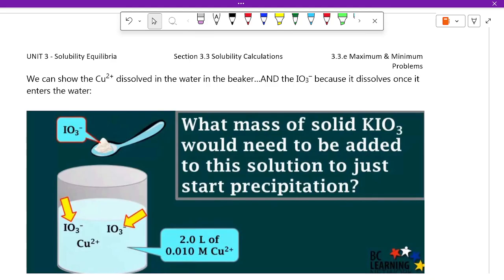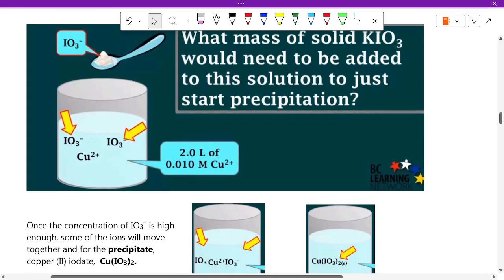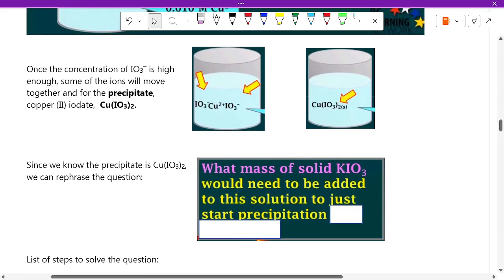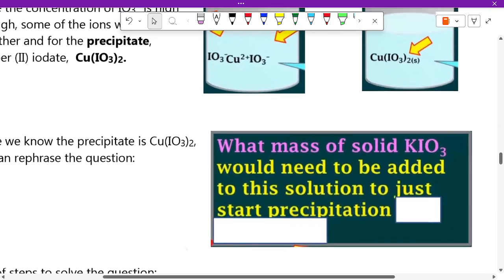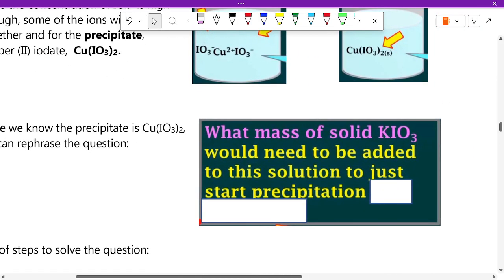Now we've got some iodate and we've got some copper, and we need 2 iodates for every 1 copper. So once the concentration of iodate is high enough, the ions will move together and the precipitate copper-2 iodate will form. Since we know the precipitate is copper-2 iodate, Cu(IO3)2, we can rephrase the question. What mass of solid KIO3 would need to be added to this solution to just start precipitation of Cu2+?